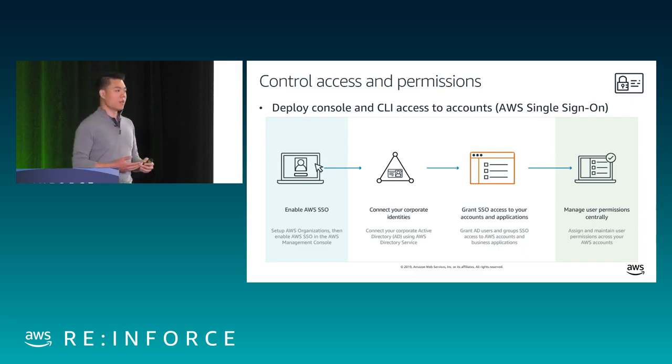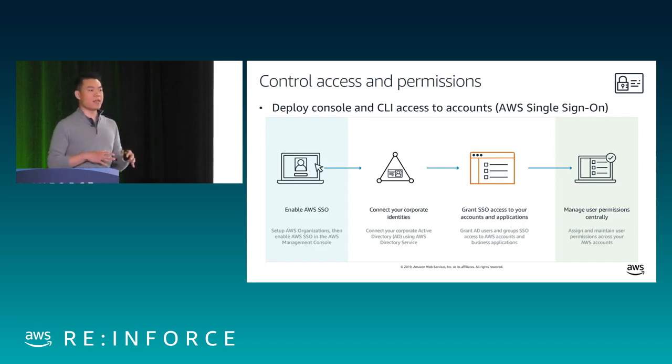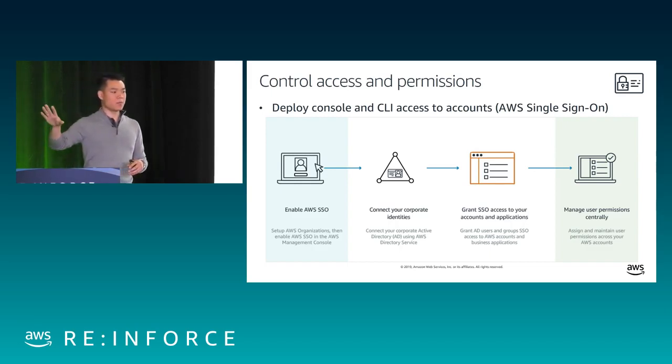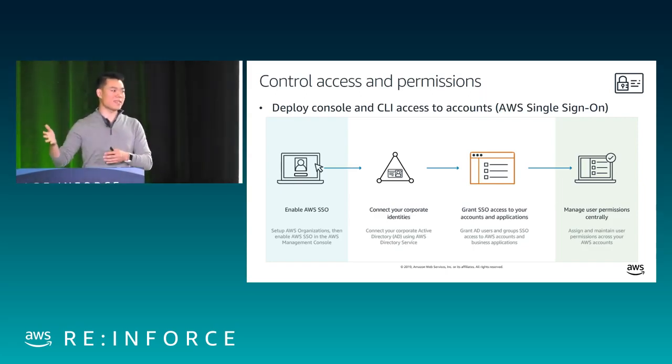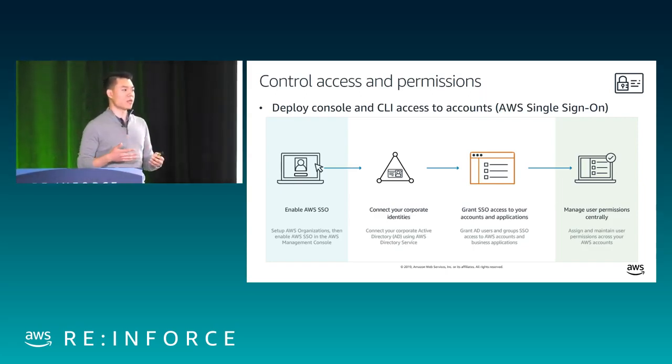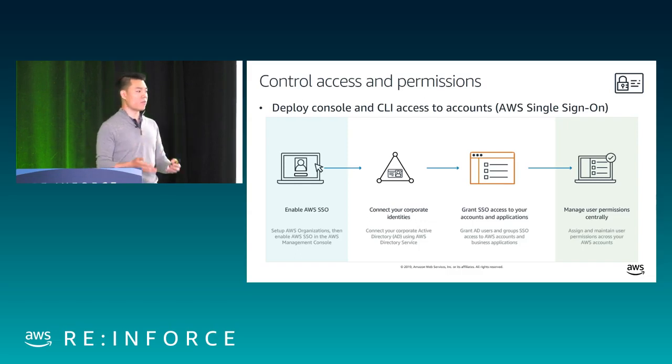And so now, if I'm trying to say, Ray, me, I need access to this set of accounts. All you have to say is, Ray, out of my identity store, needs access to these accounts, and I want to grant him these set of permissions in these accounts. And AWS Single Sign-On will deploy all of that on the back end for you.